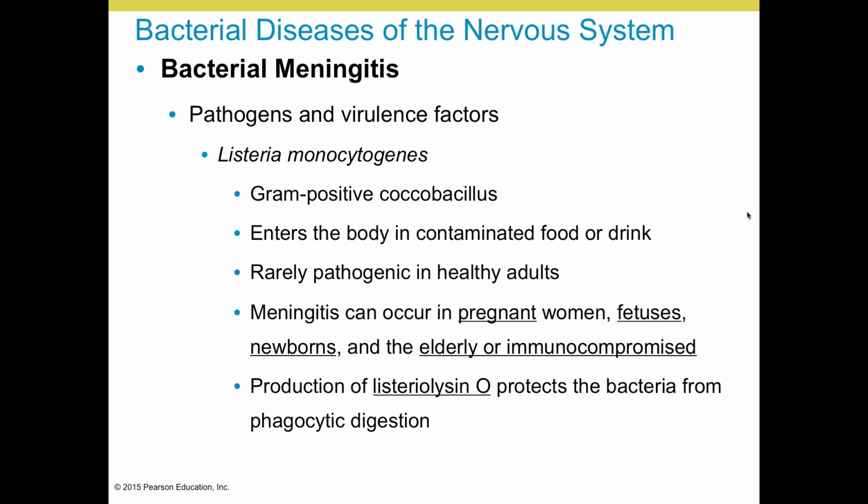Listeria monocytogenes. This is a gram-positive coccobacillus. It enters the body through contaminated food or drink. It is rare, especially in healthy adults. However, it can occur in pregnant women, fetuses, newborns, the elderly, and especially people that are immunocompromised. They produce lysins, which are toxins that protect the bacteria from phagocytic ingestion or digestion.